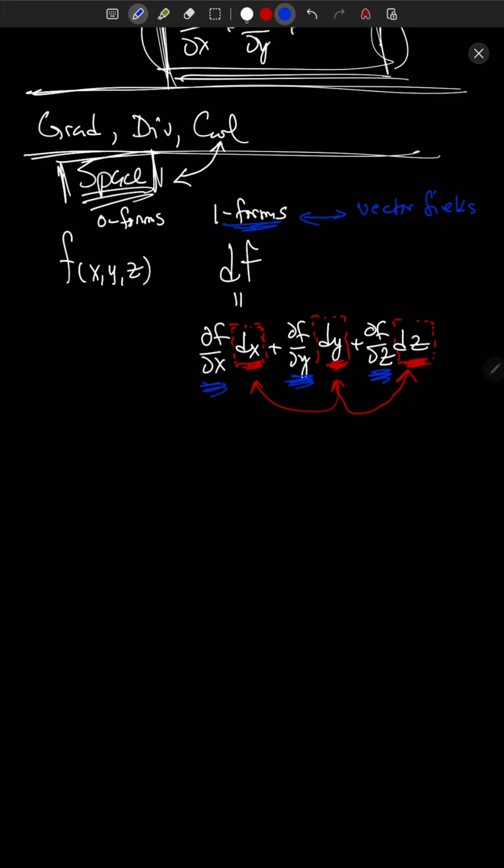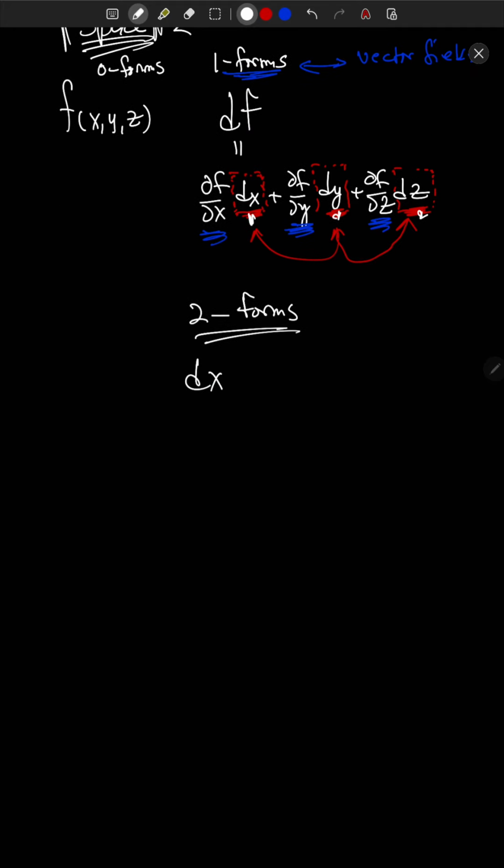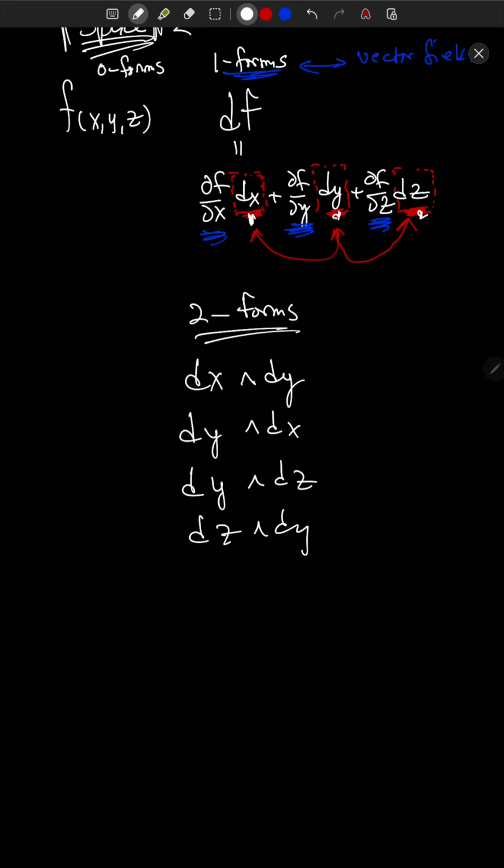Okay, now let's get something more interesting. There's such a thing as two forms, and what they are are things which are combinations of the dx's and the dy's and the dz's. So, for example, the notation we use is dx wedge dy, dy wedge dx, so all the possible double combinations. dy wedge dz, dz wedge dy, dx wedge dz, dz wedge dx.